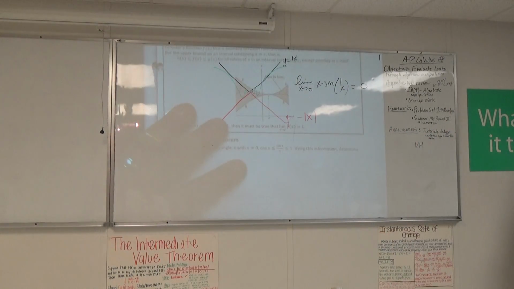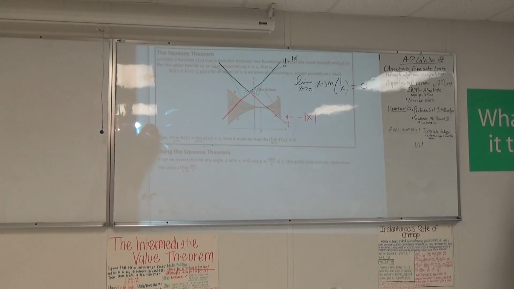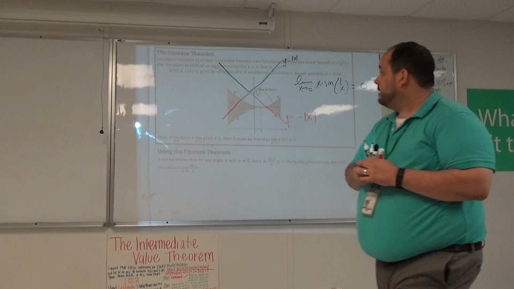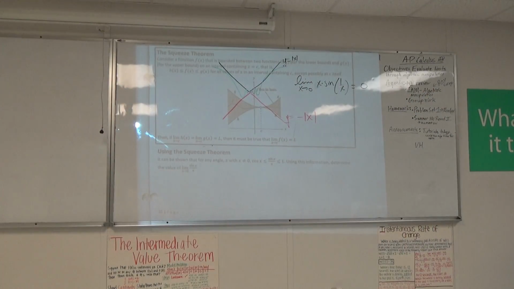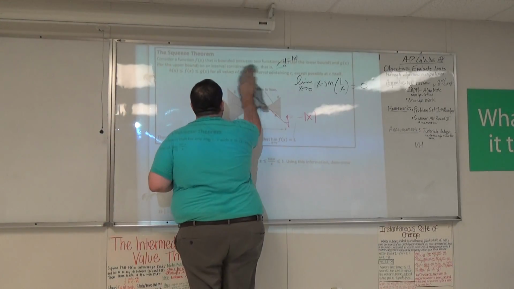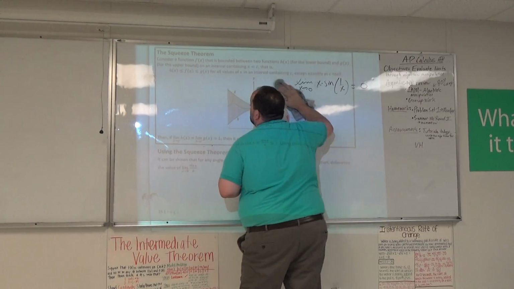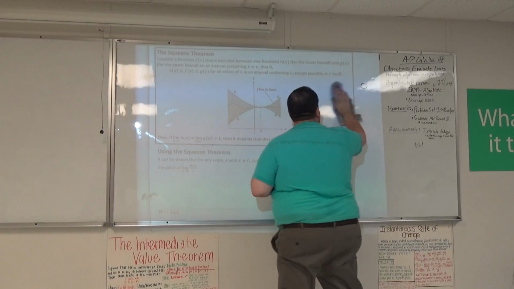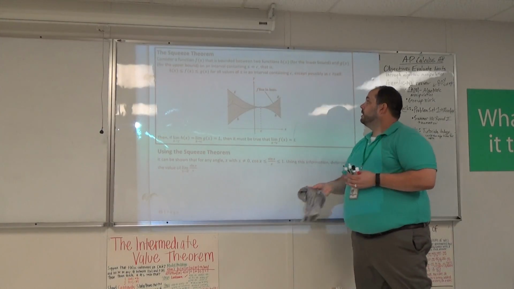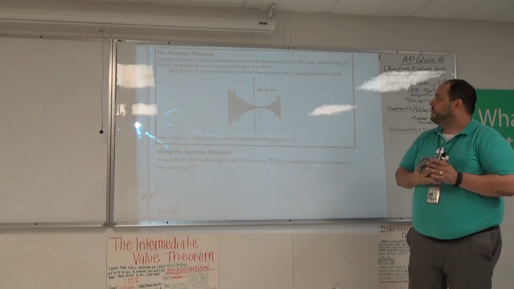Let's go for the formal definition here. Ayla, do you mind reading the formal definition here? Consider a function f of x that is bounded between two functions, h of x for the lower bound and g of x for the upper bound, on an interval containing x equals c. That is, h of x is less than or equal to f of x, which is less than or equal to g of x, for all values of x in an interval containing c, except possibly at c itself.